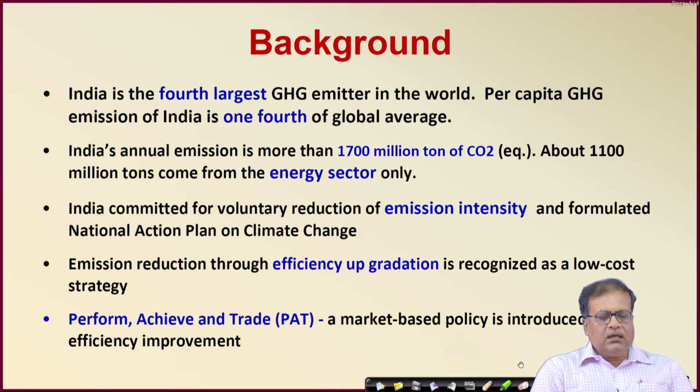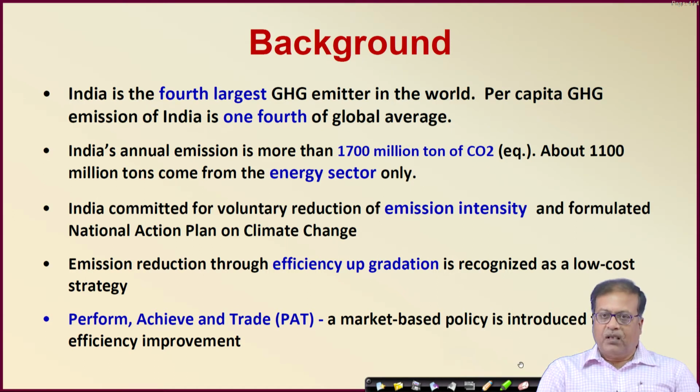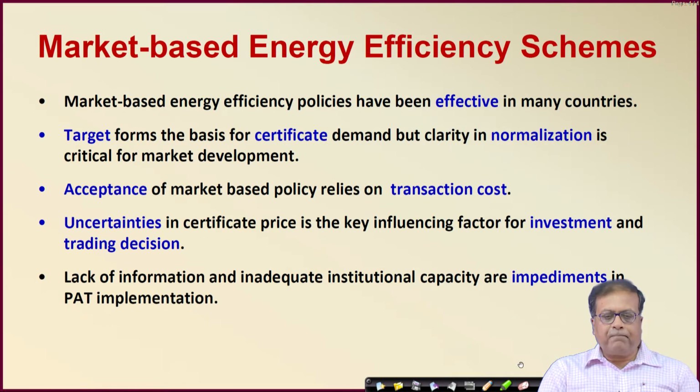Now, the action plan of climate change is basically about emission reduction through efficiency upgradation, which is really required. So, Perform, Achieve and Trade, a market-based policy, is introduced for efficiency improvement in this regard, right. What is that? Essentially, it is an efficiency upgradation scheme, right. So, what is efficiency upgradation?